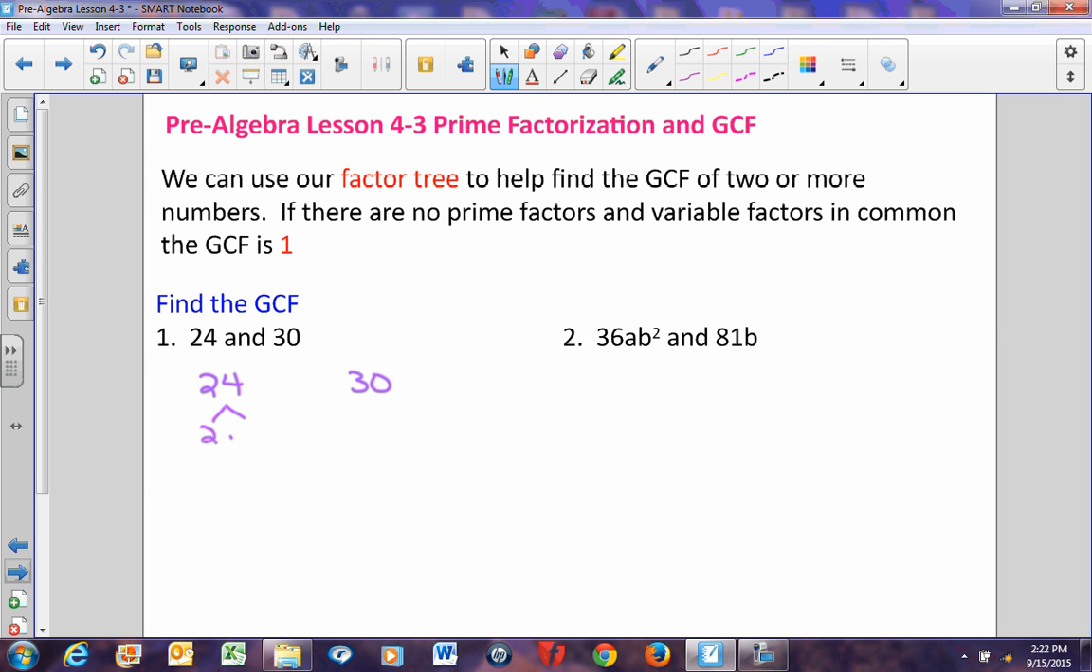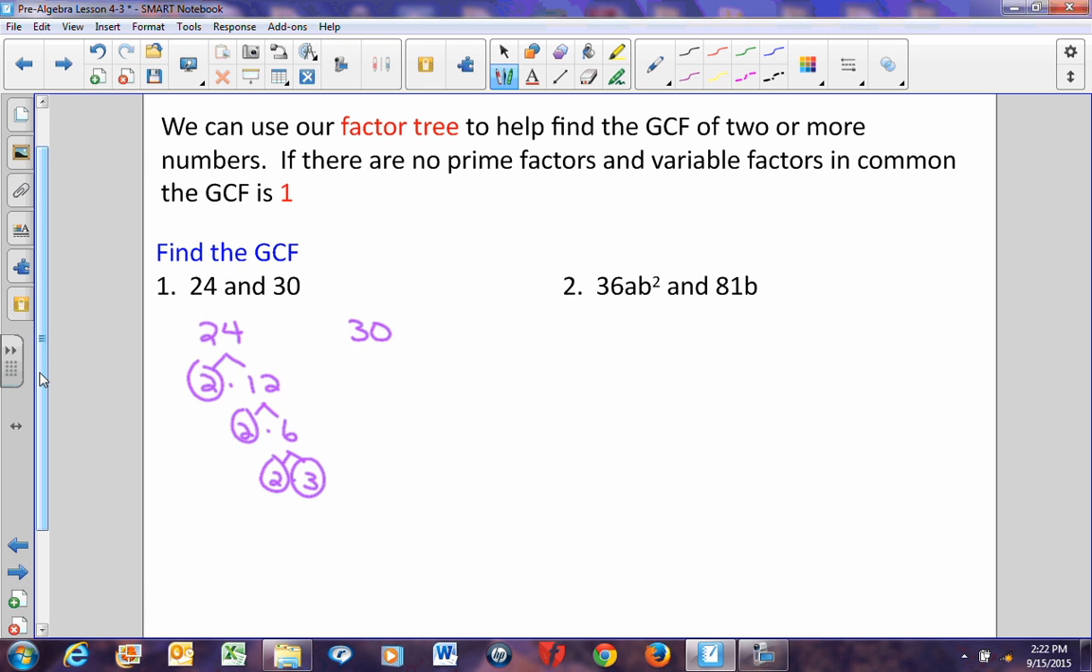24 is 2 times 12. 12 is 2 times 6. 6 is 2 times 3. So the prime factorization of 24, and I like to write prime factorization underneath here, is 2 times 2 times 2 times 3. For 30, it's 5 times 6, and 6 is 2 times 3. So for 30, my prime factorization is 2 times 3 times 5. And I like to line up my like terms if possible.